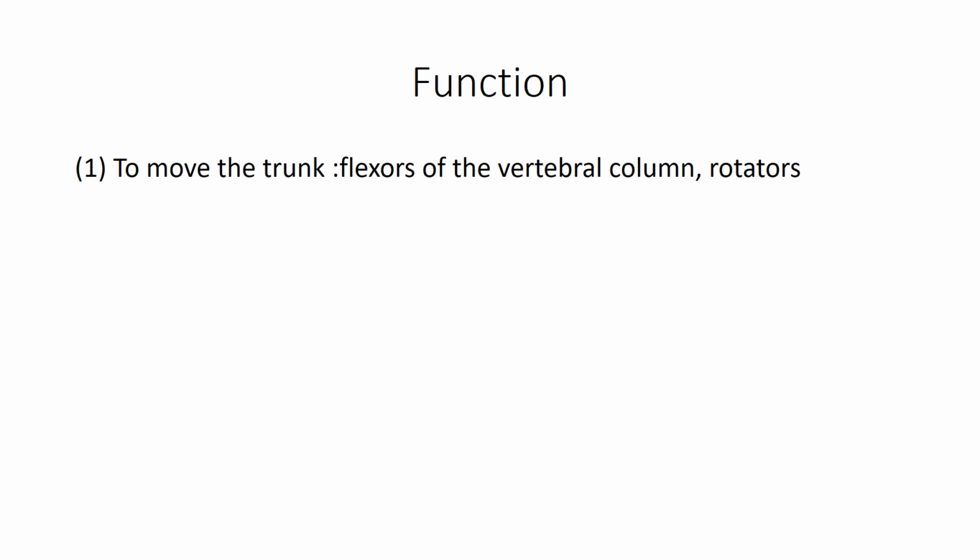Let's discuss the function of these abdominal muscles. First, they act as flexors of the vertebral column as they are attached to the thoracic cage above and to the bony pelvis below. So when these muscles contract, they approximate these two, and whichever portion is fixed, the other portion is approximated to it. So it causes flexion of the vertebral column, especially in the region of the lower thoracic and lumbar portion.